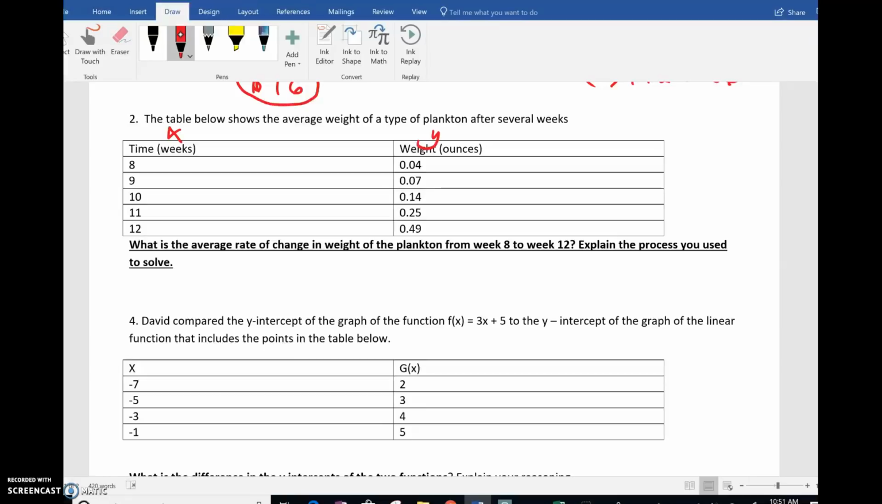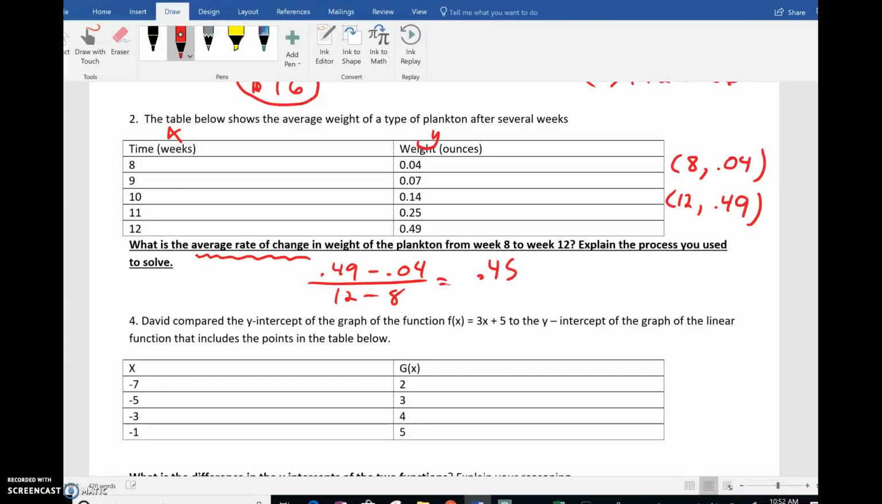Well, if we've got week 8, the plankton weighed 0.04, and if we've got week 12, the plankton weighed 0.49, then ladies and gents, we've got 2 points, and we can find the average rate of change by using the slope formula. y2 minus y1 over x2 minus x1, and then we've got 0.49 minus 0.04, that's 0.45. I'm ashamed I used a calculator to do that. And 12 minus 8 is 4.